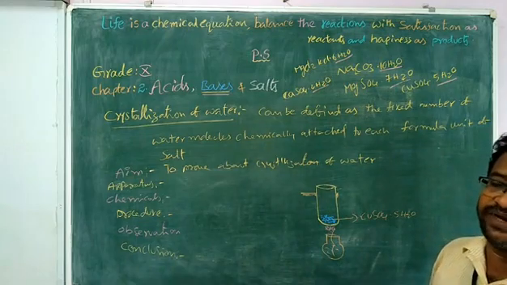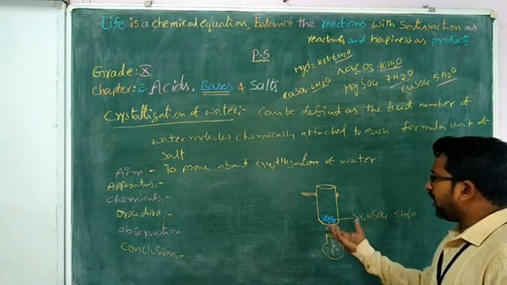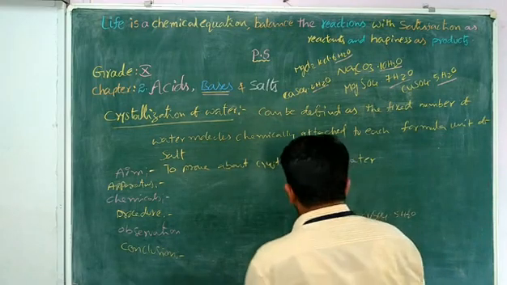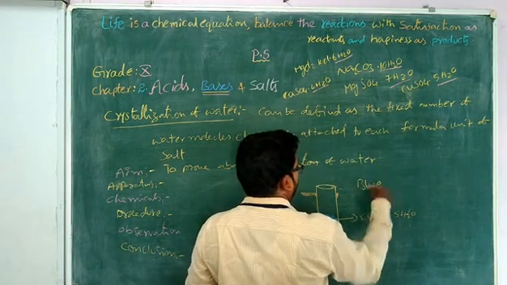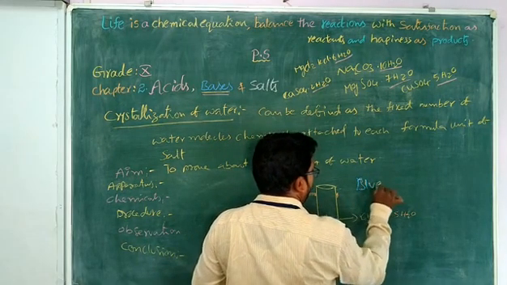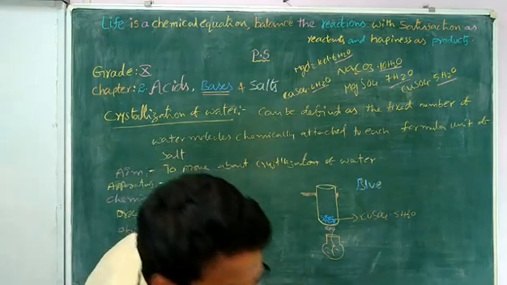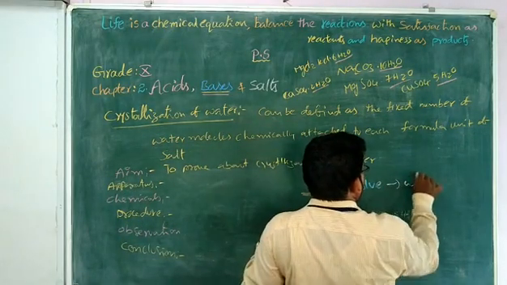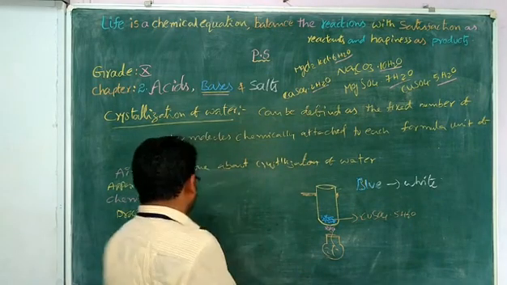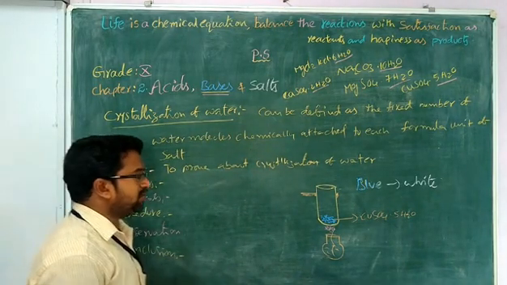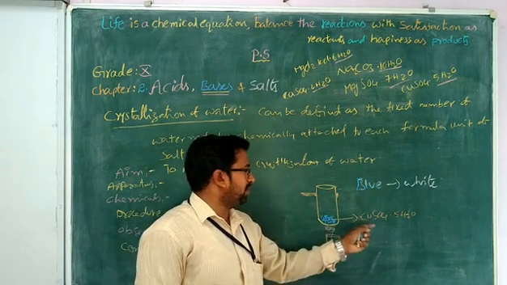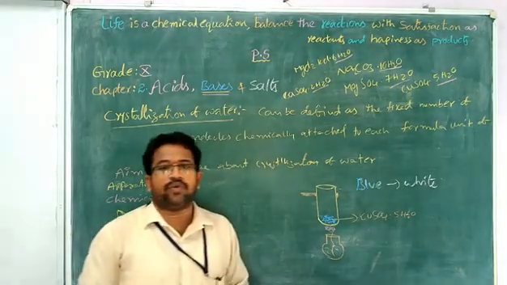What is the color of copper sulfate? Blue. So when you gradually heat it, the color changes. The blue color of copper sulfate changes into white. That is your observation. So then you go for observation. What is your observation? When you are heating, gradually the blue copper sulfate changes into white.